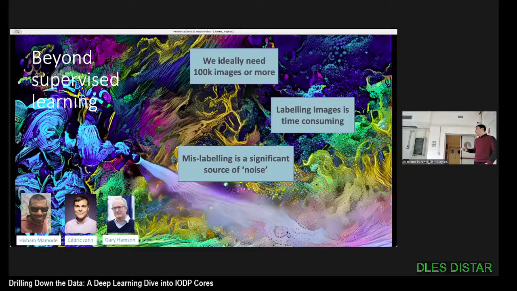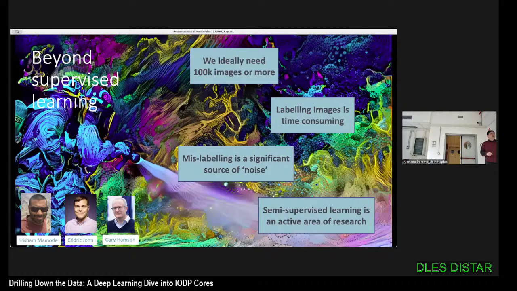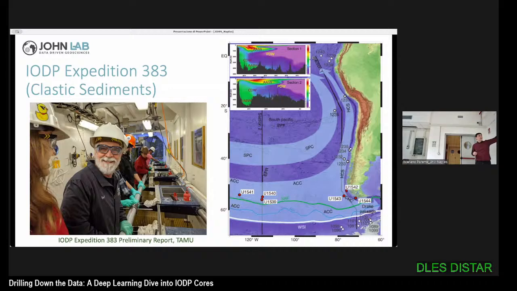So one thing we are currently trying is this approach known as self-supervised learning, which is an active area of research where essentially you give some labels, but also you give a lot of data without labels, and the architecture on its own tries to do better. So go to the next one. We're going to move away from the carbonates. Sorry, my friends. We're going to go into plastic, IODP expedition 383, and go to the next one.